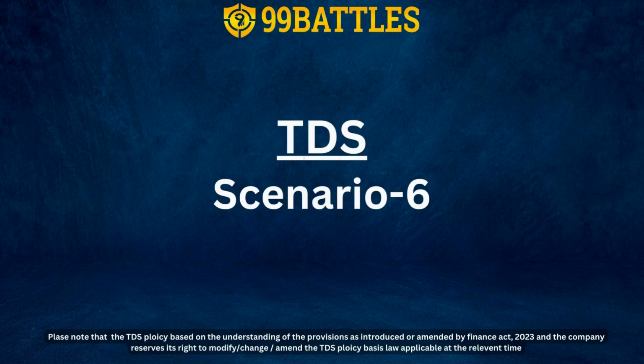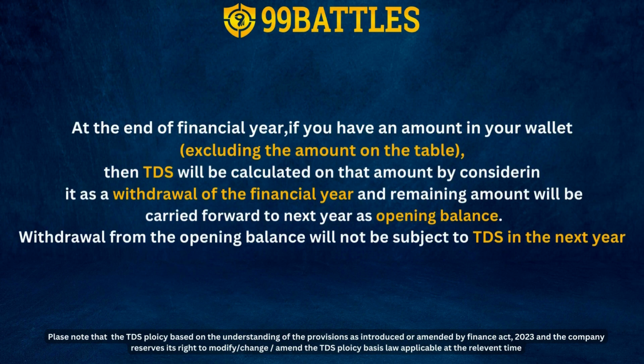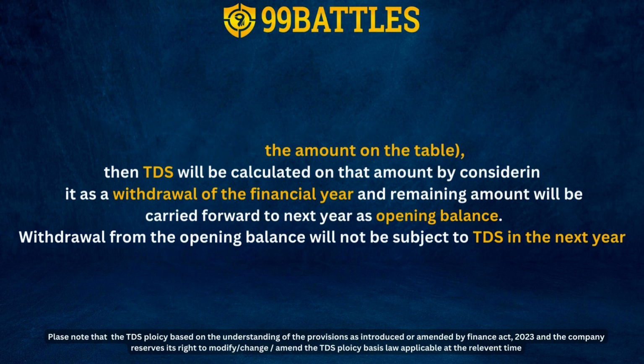Let's see scenario 6. At the end of the financial year, if you have an amount in your wallet, excluding the amount on table, then TDS will be calculated on that amount by considering it as a withdrawal of the financial year. Remaining amount will be carried forward to next year as opening balance. Withdrawal from the opening balance will not be subject to TDS in next year.